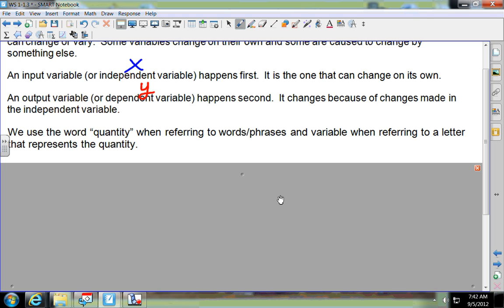We use the word quantity when referring to words or phrases. So underline quantity and underline words and phrases. And I want you to go, and where it says variable, it's when we're going to use a letter. So circle that.